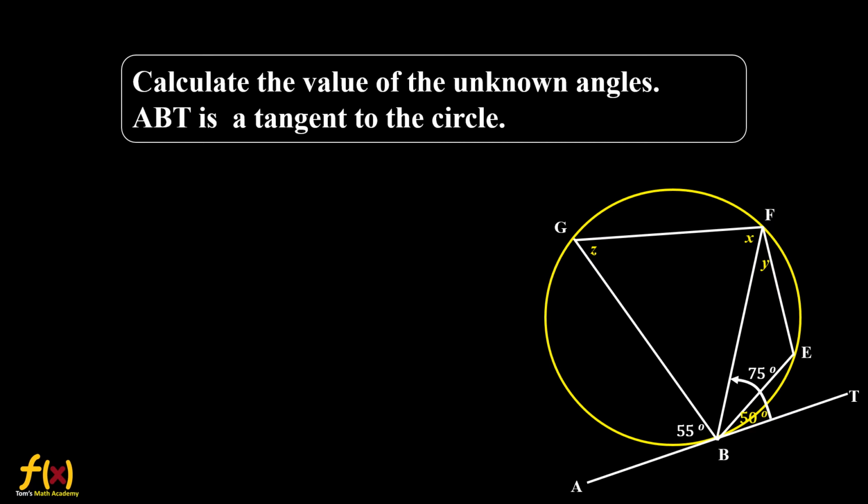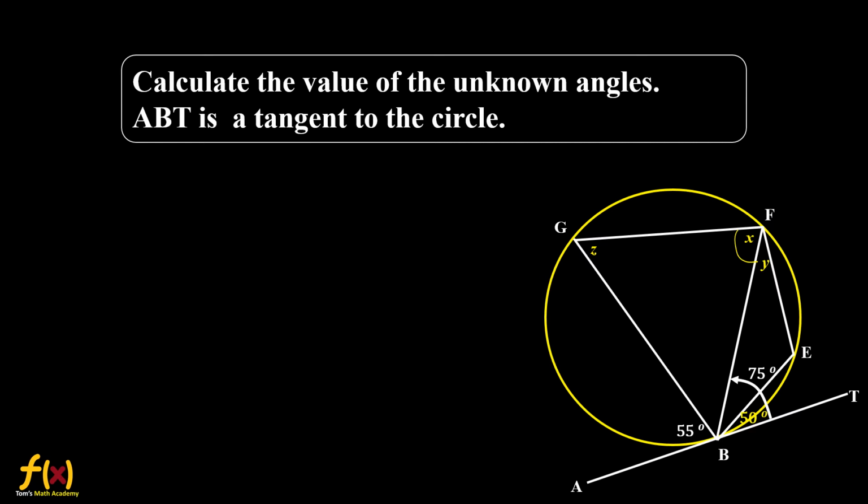Calculate the value of the unknown angles. What are the unknown angles here? Look at the question: angle X, angle Y, and angle Z. We are given a few angles here between the tangent and chord. So let us go to question number 1. That is angle X. How to calculate angle X?